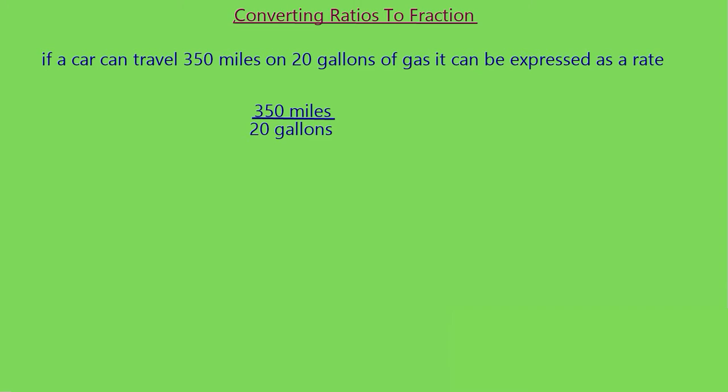Let's reduce the fraction. What is the largest number that could go into 350 and 20 without leaving any remainder? That number is 10. 350 divided by 10 equals 35. 20 divided by 10 equals 2. So this car takes 2 gallons for every 35 miles it travels.